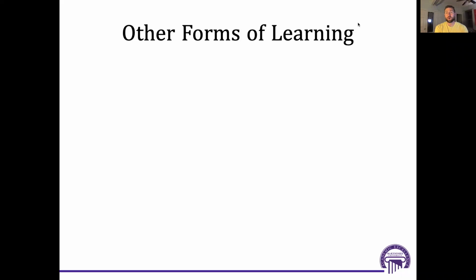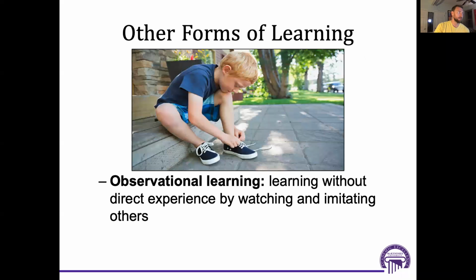All right, welcome back for what will be this final video for the learning chapter. And so let's discuss other forms of learning. Of course, there's not just the learning of associations, but we can learn through a variety of other ways as well. For instance, there's something known as observational learning. This is learning without direct experience by watching and imitating others. And we do this a lot.